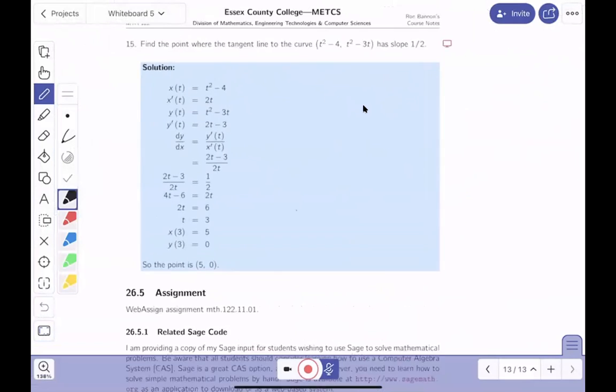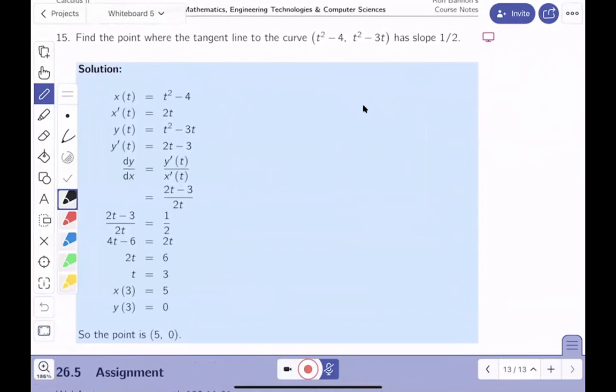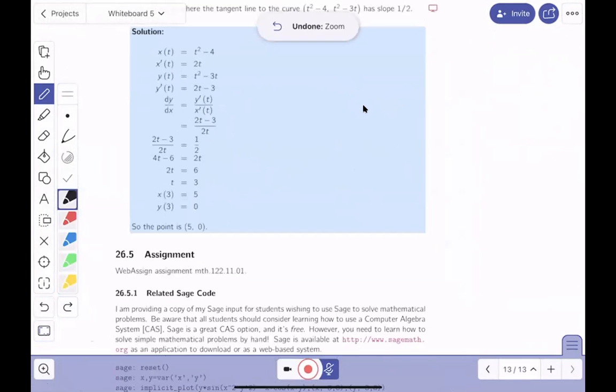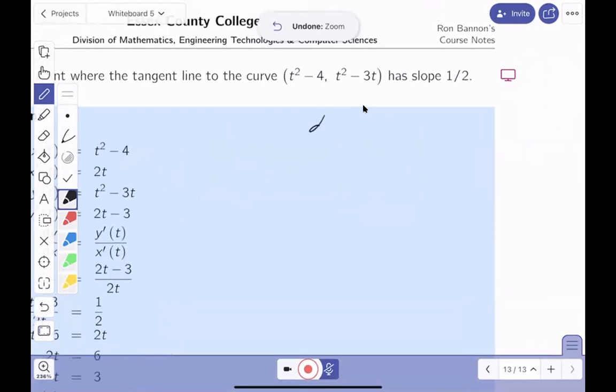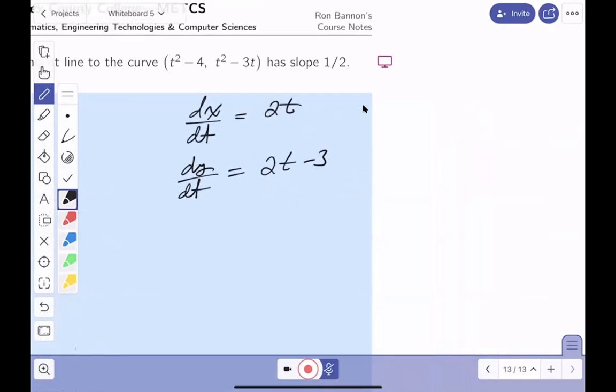Let's try 15. What's 15? Find the point where the tangent line to the curve has a slope 1/2. All right, let's write this down. So dy, no, I'm going too fast there. Dx/dt is going to be 2t. Dy/dt is going to be 2t minus 3. Whoa. So what do I want? I want to know what's dy/dx. Well, that's 2t minus 3 over 2t.